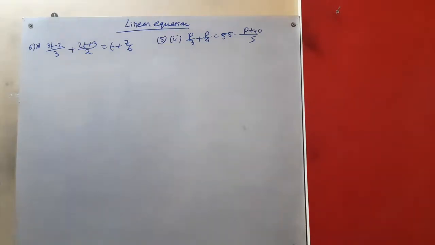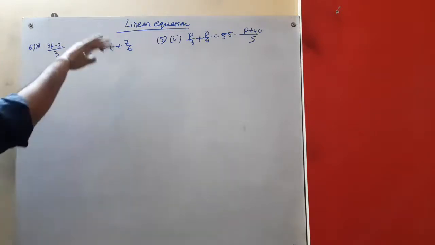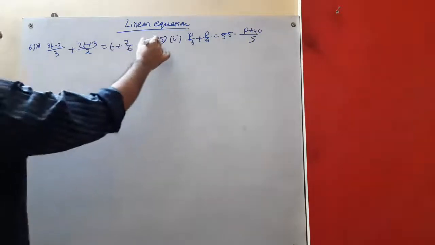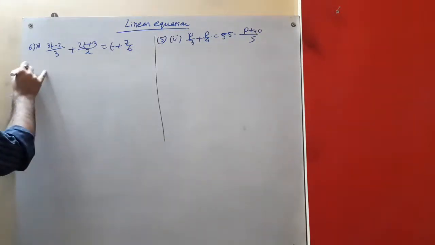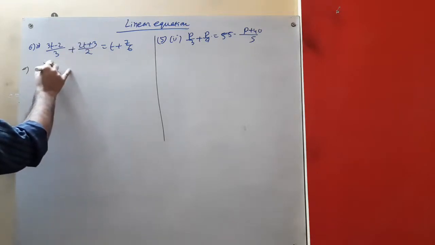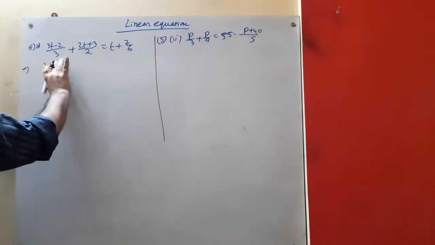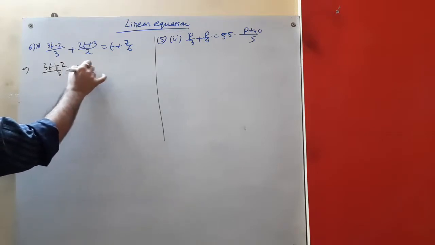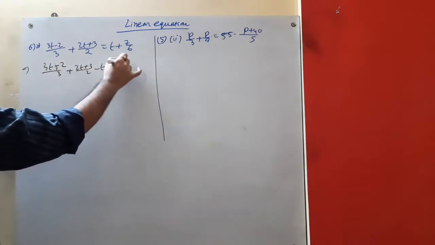Look, this is 6 part 2. Actually, this is from ML Agarwal. All sums are from ML Agarwal class 8. Now this one, what to do? The LCM of 3 and 2, or you can do one thing: (3t minus 2)/3 plus (2t plus 3)/2 minus t equal to 7/6.